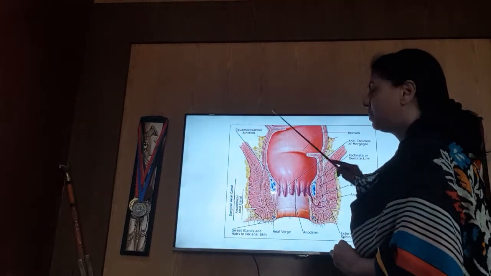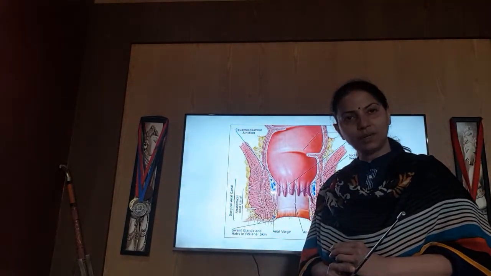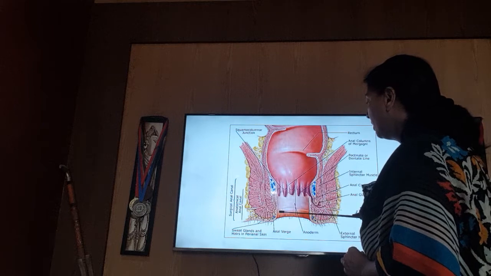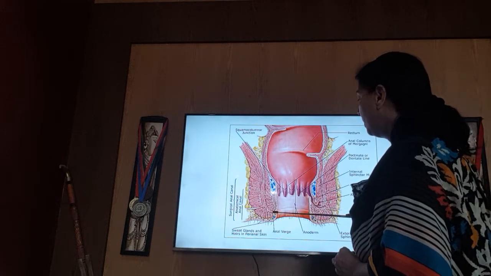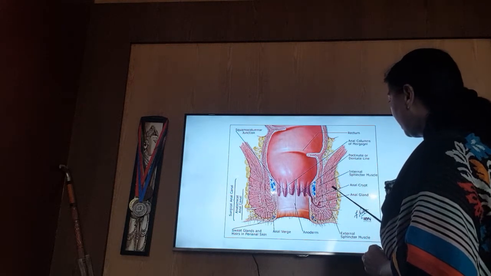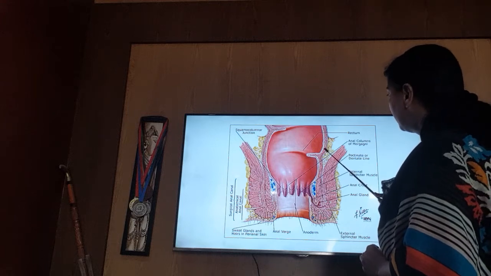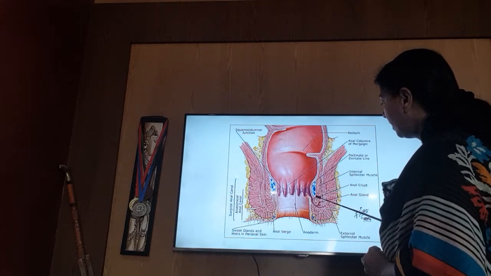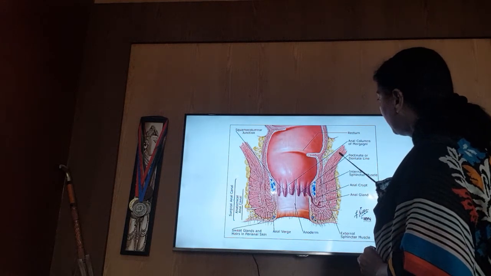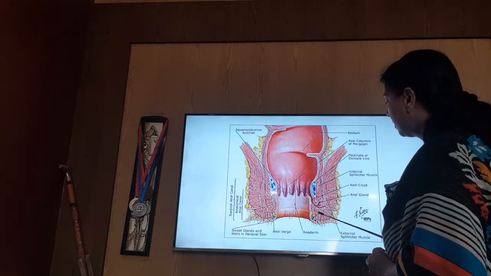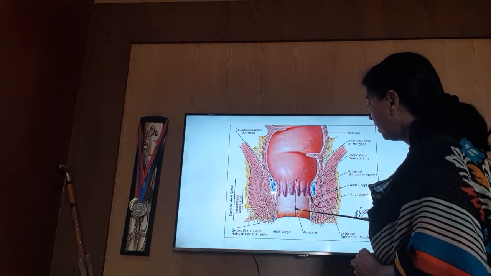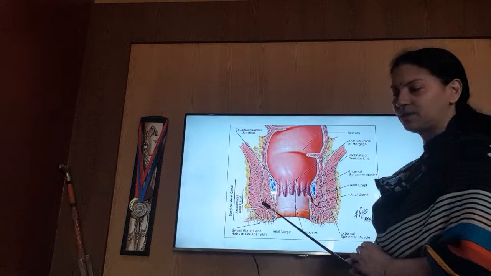The upper part is supplied by both sympathetic and parasympathetic nerves, but the lower part is supplied by the nerve which is voluntary in nature, because this is the external sphincter and this is the internal sphincter. Internal sphincter is present only up to here and this is involuntary in nature, while this is the external anal sphincter which is voluntary in nature, and in the lower part only the external sphincter is present.